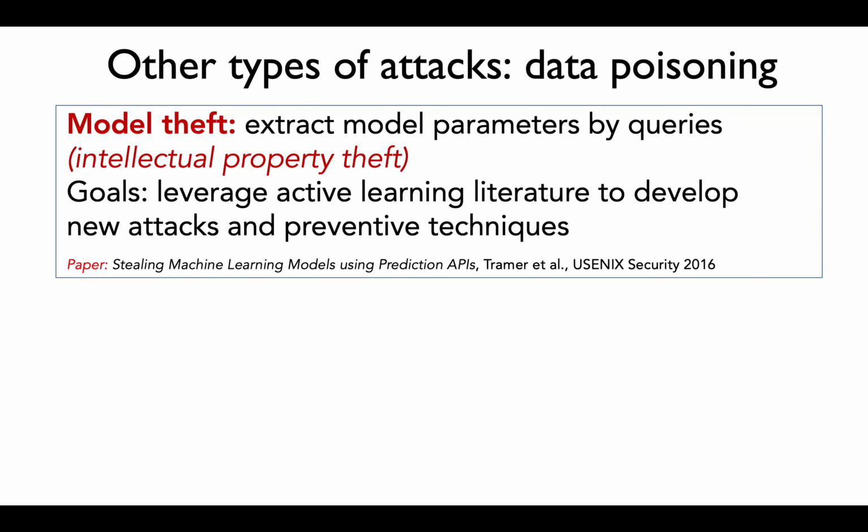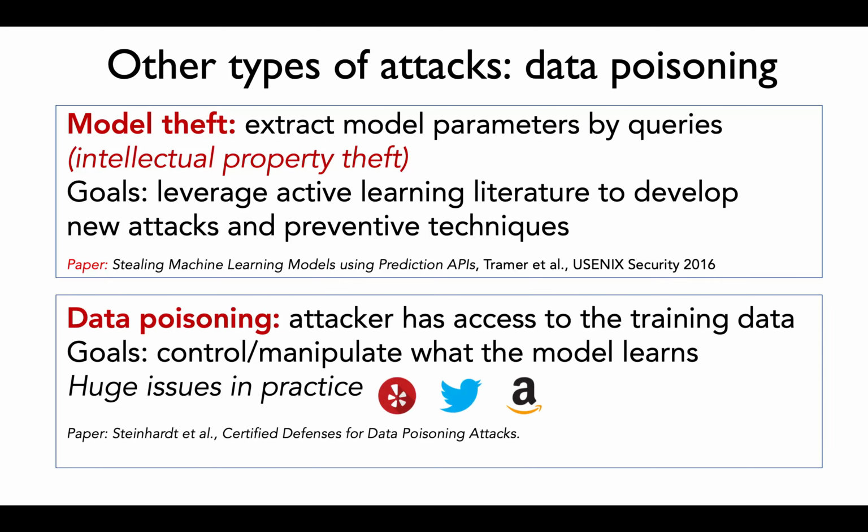So we did mention model theft, and model theft is a kind of intellectual property theft in which the aim of the attacker is to extract the model parameters indirectly, possibly through queries. So a paper towards this effect has been listed on the slide. Another example is data poisoning, which is something that many industry players are worried about. And in this, the attacker has access to the training data and can manipulate or control what the model learns.